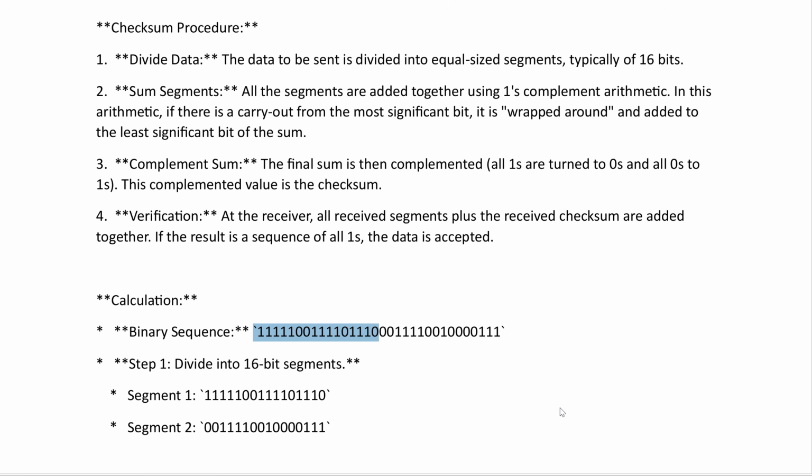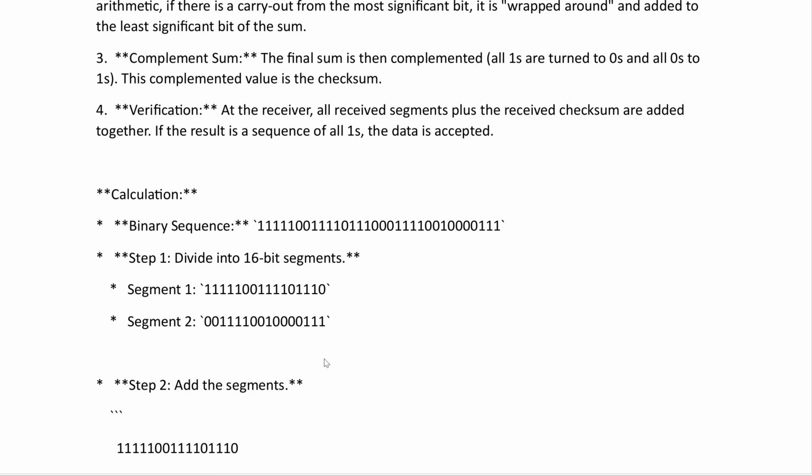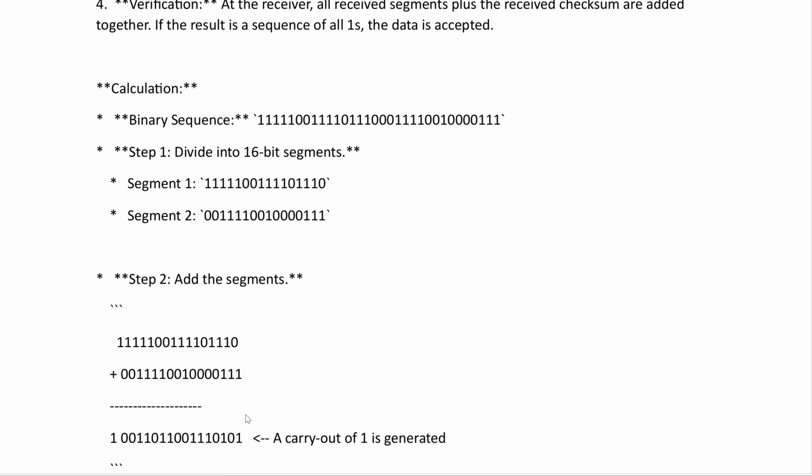What does the second step say? We have to add both of these segments, segment 1 and 2. How do we have to add these two segments? By taking the ones complement arithmetic addition. So we can take the binary addition.